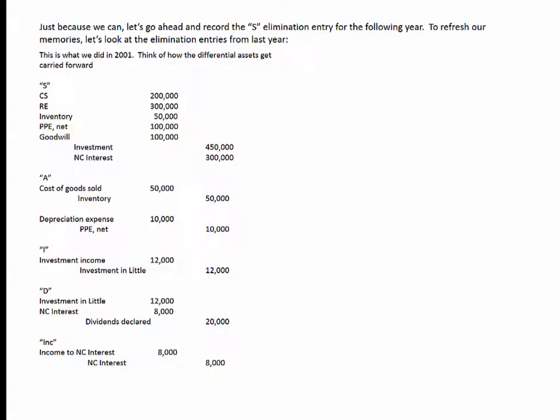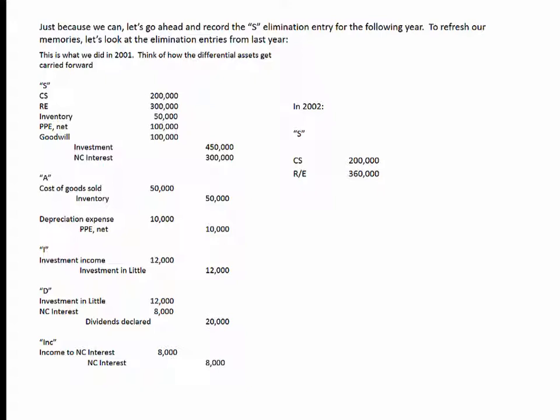Now, just because we can, let's go ahead and record the S entry for the following year, because basically, based on what we did in year 1, the S entry for the following year is now established. Basically, the S entry sort of brings us up to date or reinstates where we left off the previous year.